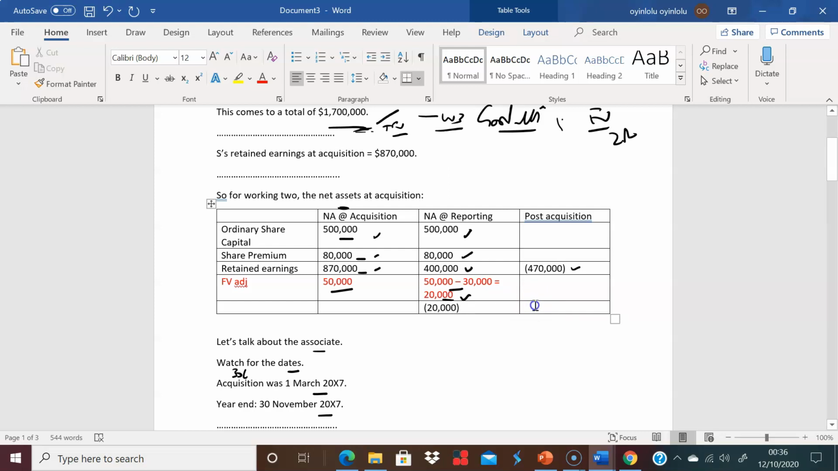Yeah, and of course this will lead to a further 20,000 fall here. So that's how we deal with that adjustment.